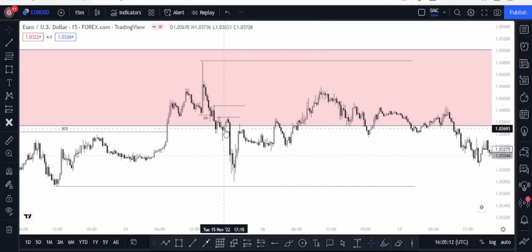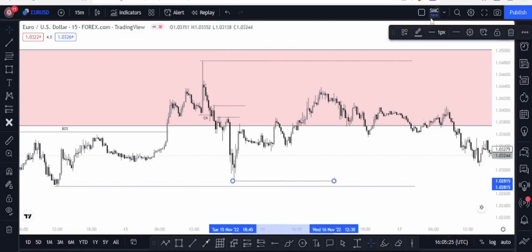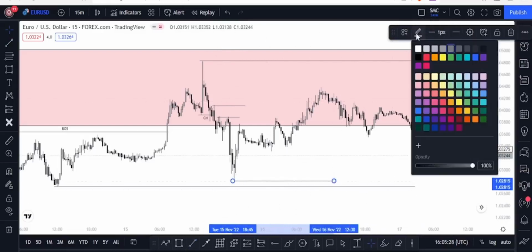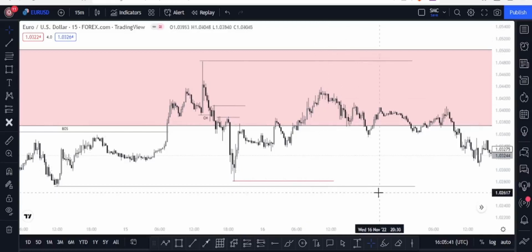Remember, the minor structure low is here. All right, this is the minor structure low. Let me just show that to you now. This is the minor structure low. Okay, this is minor structure low, and I want to use another color to denote that so that you can understand that that is a minor structure low. Let me use a red. Okay, so that is a minor structure low, but your major low is this one.